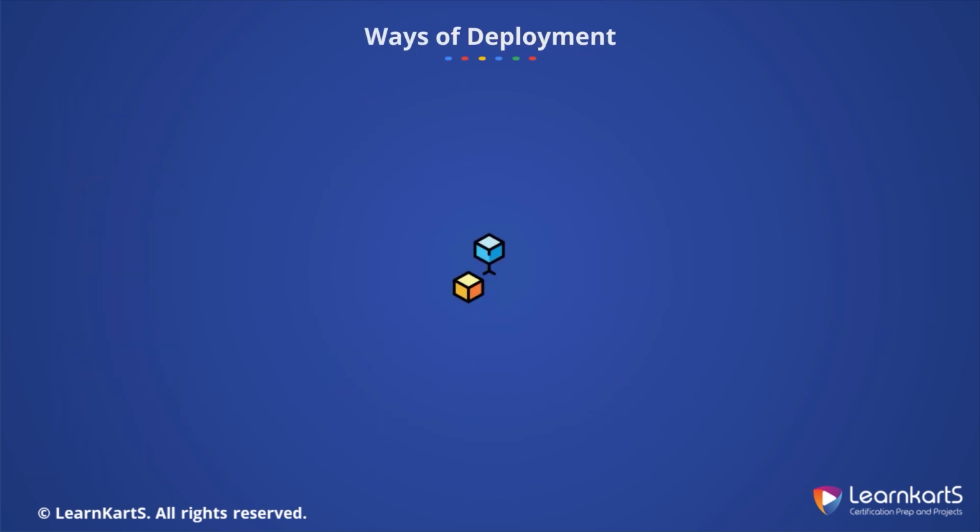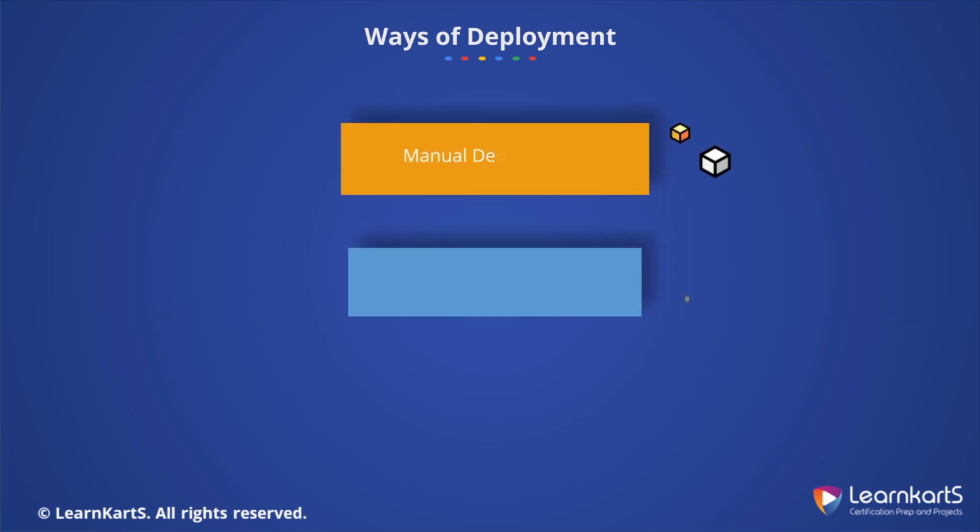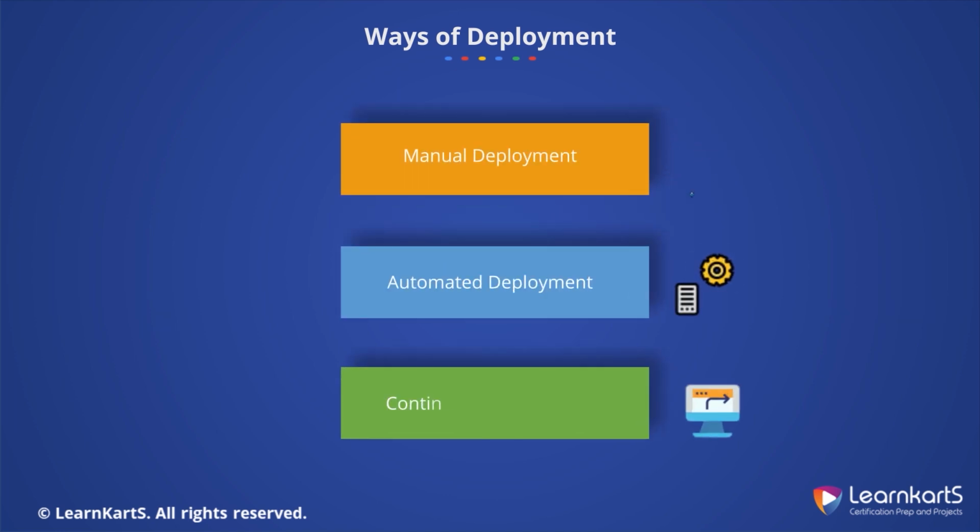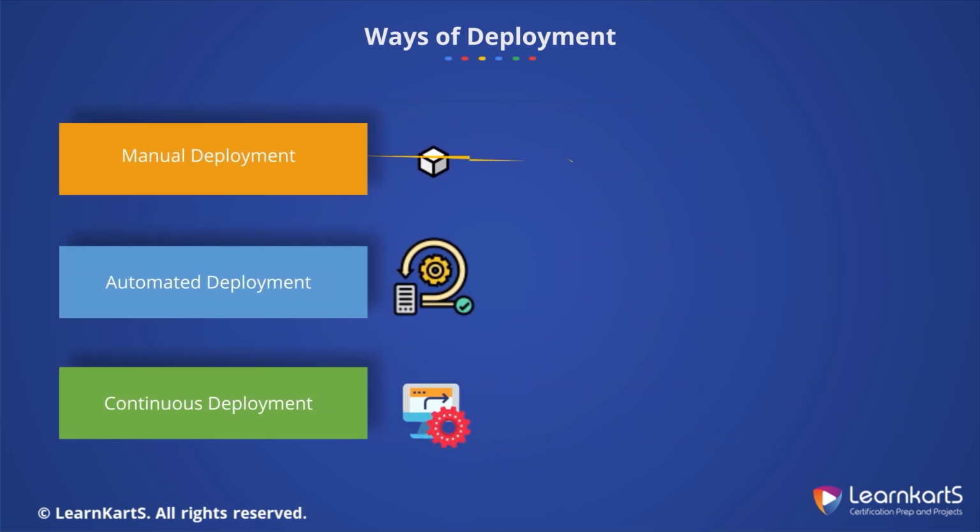The way you do the deployment is also of three types: manual deploys, automated deploys, and continuous deploys. Manual deploys are pretty clear. You have a manual process: you log in to a server, take the application source code or whatever artifacts you have got, and deploy them manually to one environment or multiple environments.